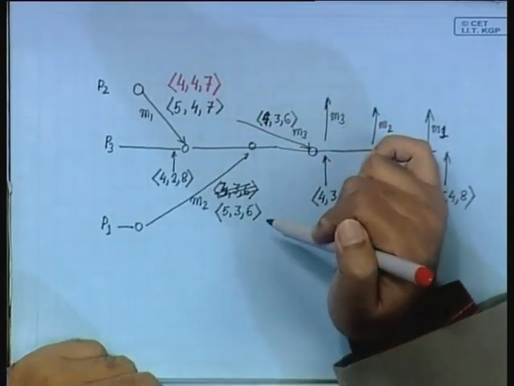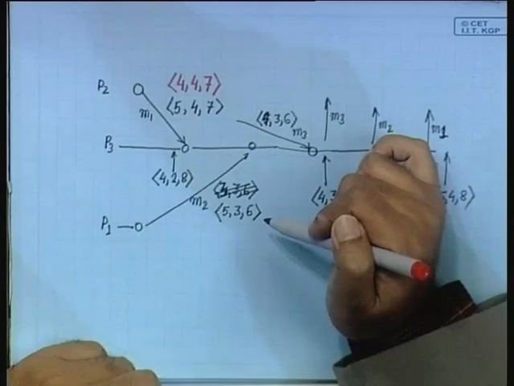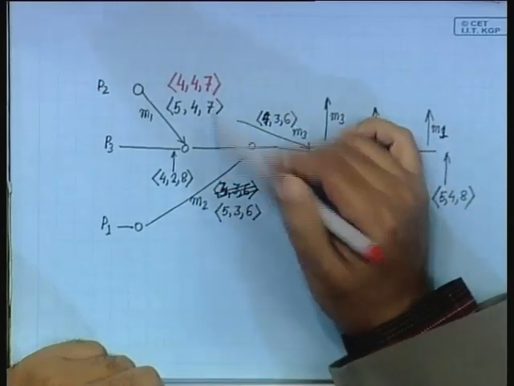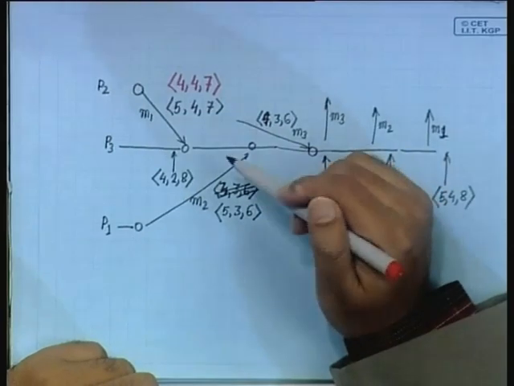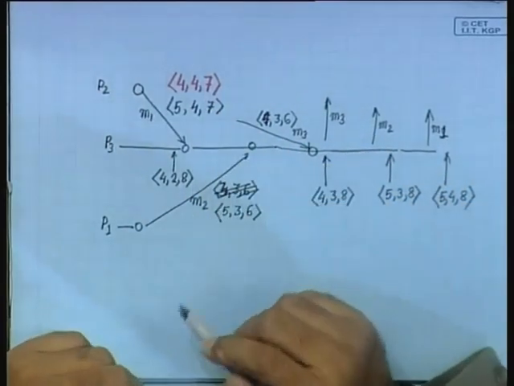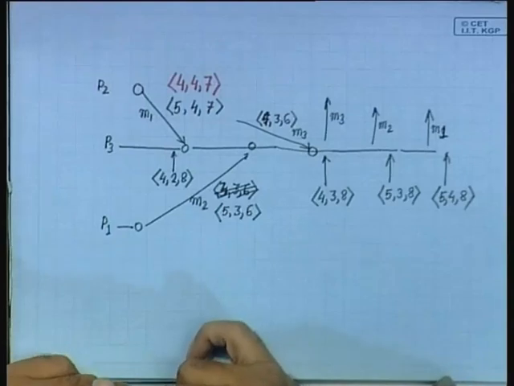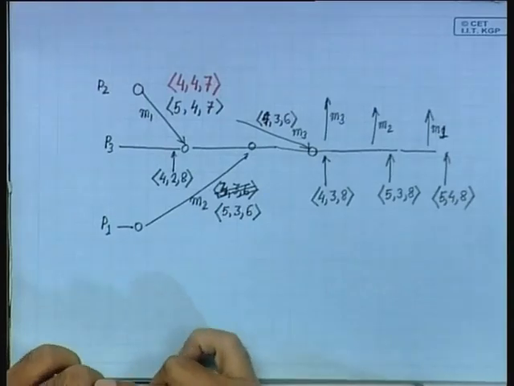447 and 536 are concurrent, because this is not less than this, and this is not less than this, right. So you can deliver them in these two in any order, right.